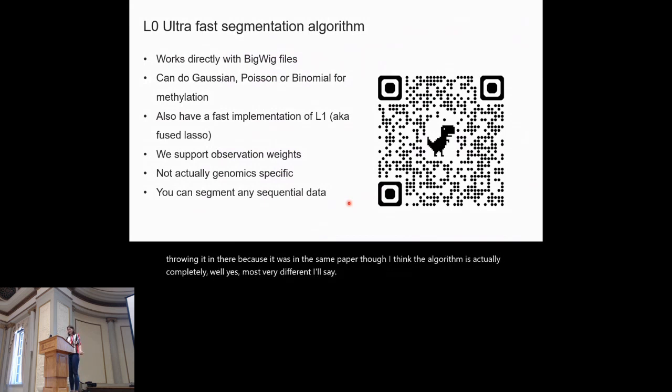In our implementation, we do support observation weights. The thing I like to point out is that, yes, we thought about genomics, but it's not actually genomics-specific. If you just have a vector of data you want to segment, you can just throw it in there. And one thing I'll promise you, I don't know about the results or whether they'll be interpretable, but it'll be really, really fast.